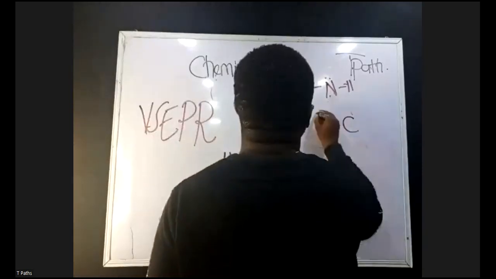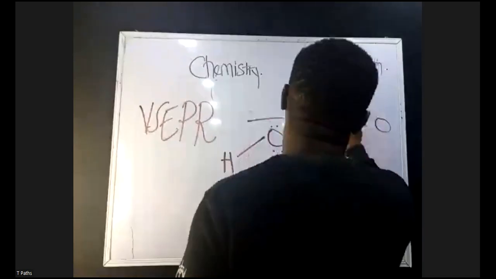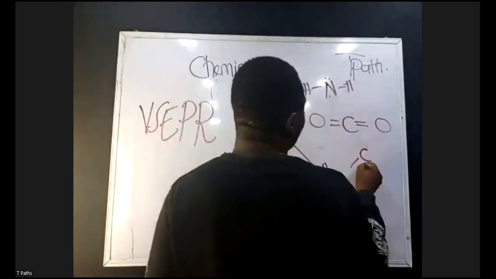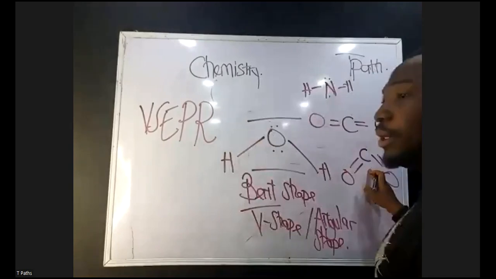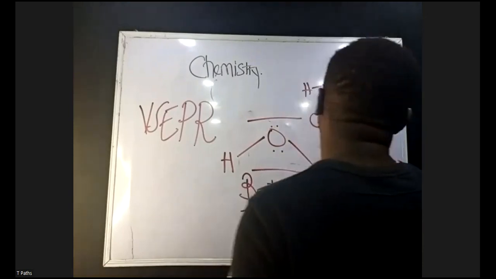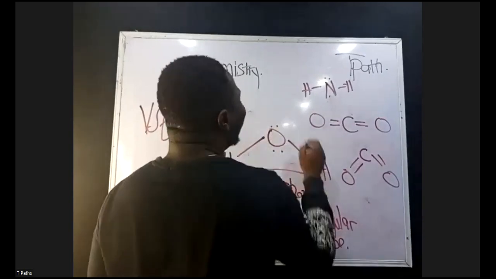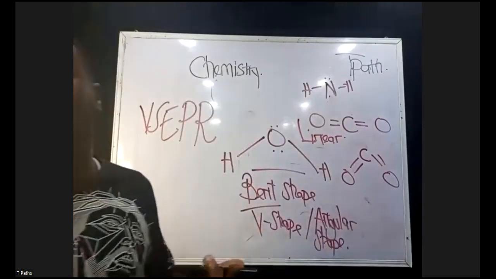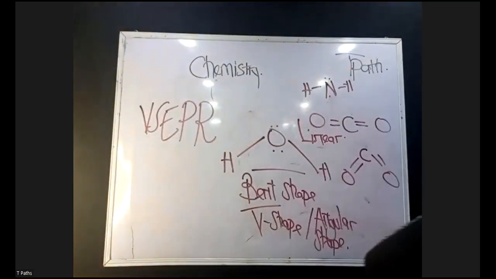The next one is CO2. This is the shape of CO2. If I have double bonds, there's no way I will draw it bent, because there would be repulsion among these. To minimize the repulsion, I put it on a horizontal line. Therefore, the shape of CO2 is linear. That is the only way I can draw it, on a horizontal level. So it's linear.